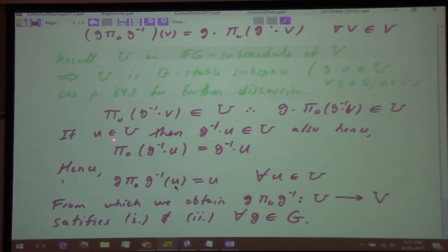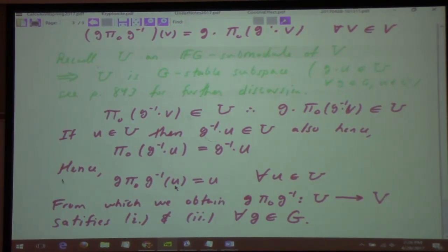The point is that since g inverse dot v, that pi naught of g inverse dot v is an element of U, right? By construction, that's a projection onto the U subspace. So then g dot something in U is again in U. Consequently, g pi naught g inverse of u is again in U. And that means that we have satisfied criteria 1 for this conjugation of pi naught.